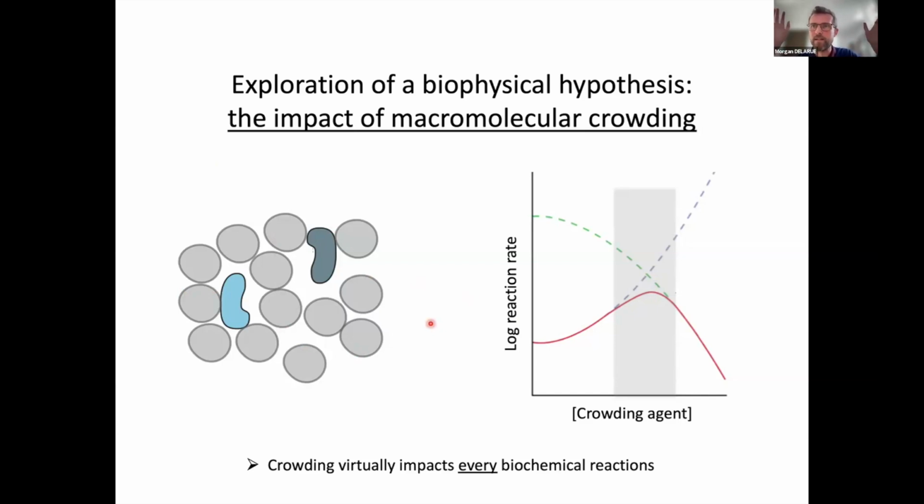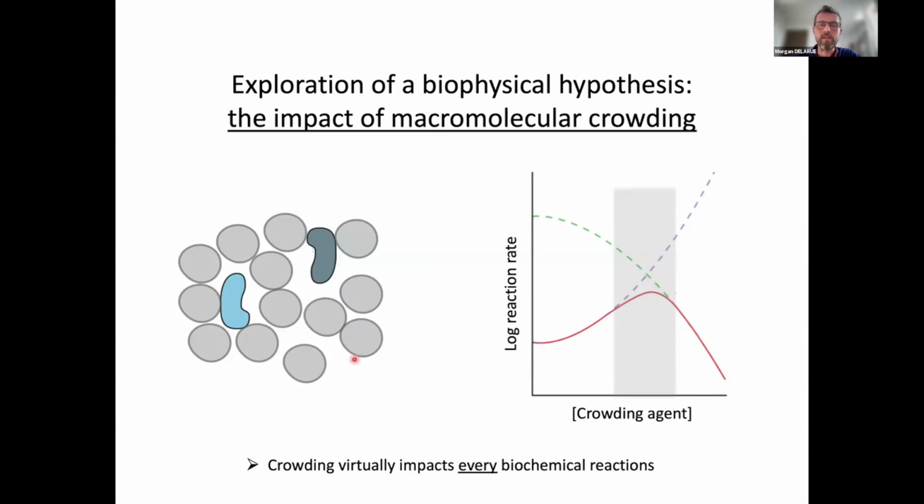The inside of the cell is not empty. You have hundreds of grams per liter of macromolecules. And try to put, for instance, 300 grams of sugar inside 1 liter of water, and you will see that it's highly viscous. So that's about how viscous the cytoplasm, the inside of the cell, is.